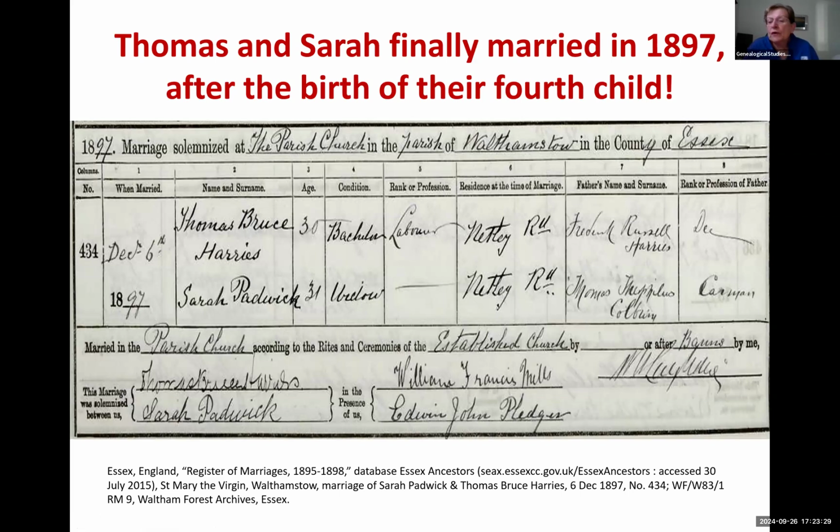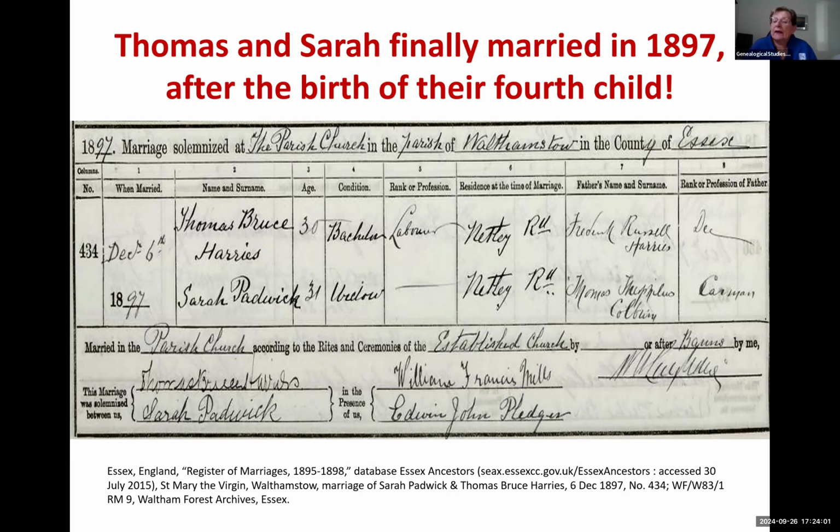Well, the next family story then comes into play. That Florence Coburn, Sarah's sister, went round to Thomas and Bruce Harries in 1897, just after the birth of their fourth child, and said, "Oi, it's about time you two got married. Me and my Will are getting married in December. Why don't we make it a double wedding?"